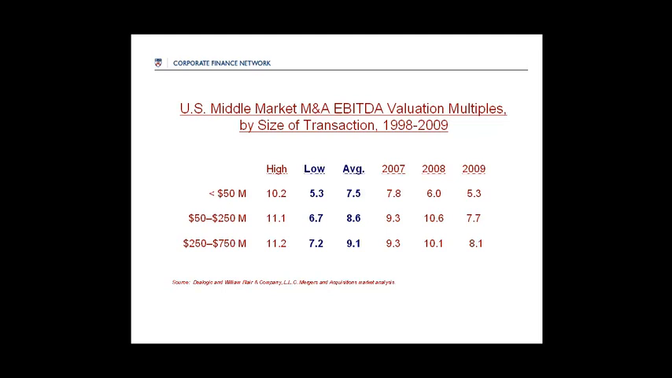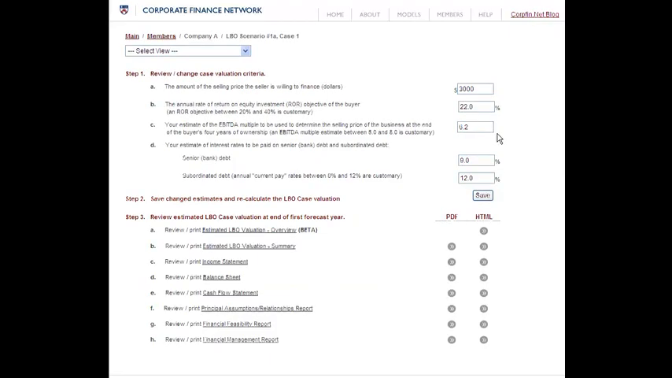We tend to be conservative in estimating the terminal value of businesses. We typically use EBITDA multiples lying between the low and average multiples shown on the chart to compute estimated terminal values. As we indicate on the LBO Case 1 and 2 menu pages, EBITDA valuation multiples between 5.0 and 8.0 are customary. Let's revise our EBITDA valuation multiple assumption to 6.0.